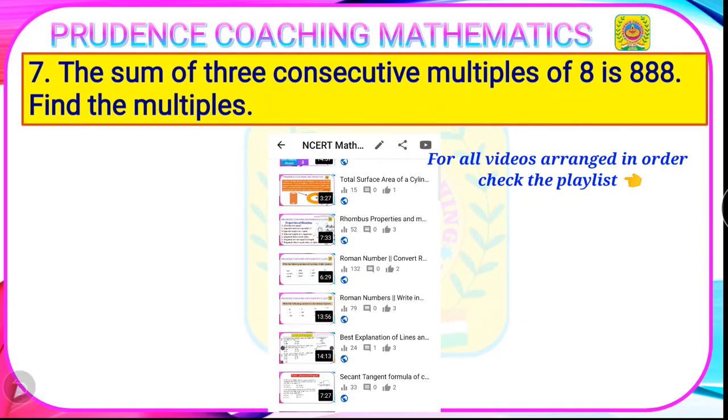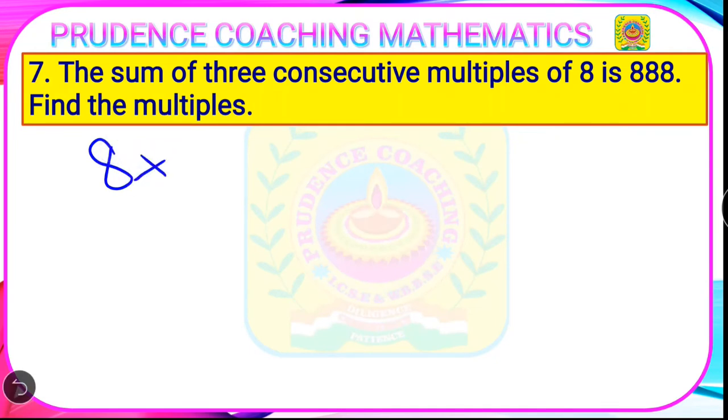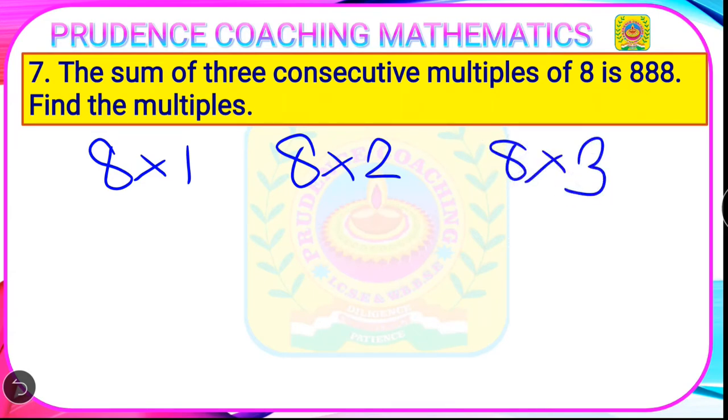For example, I am giving you an example. You just assume it. 8 ones are 8. This is the first multiple of 8. 8 into 2, that is 16, which is the second multiple of 8, and 8 into 3, that is 24. This one is the third multiple of 8. So here these multiples are consecutive, because after 8 into 1 you are getting 8 into 2. After that, the next multiple of 8 is 8 into 3, that is 24.